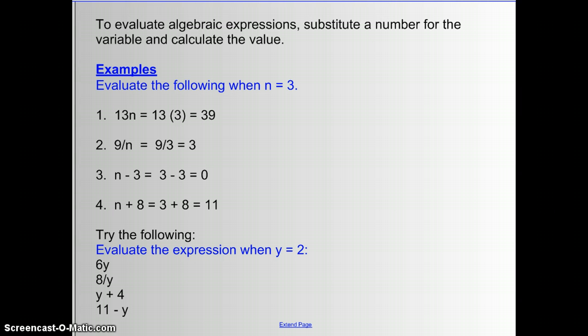In the first one, 6y, that would be 6 times y, or 6 times 2. So the first expression is 12. In the second, 8 divided by y, that's 8 divided by 2, or 4. In the third one, y plus 4, since y equals 2, it's 2 plus 4, and that equals 6. In the fourth one, 11 minus y, it's 11 minus 2. 11 minus 2 is 9. So I hope you didn't have any trouble with those. They're pretty simple and straightforward.